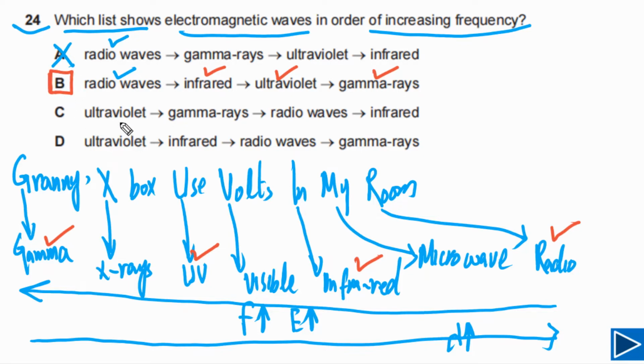Now if you look at C, we have ultraviolet, then we have gamma, but again we have radio. So this order is wrong. So frequency is decreasing, gamma to radio. If you look at option D, ultraviolet, infrared, this is wrong. So this is going ultraviolet to infrared. Frequency is decreasing. So this order is not correct. That's the reason answer is B.